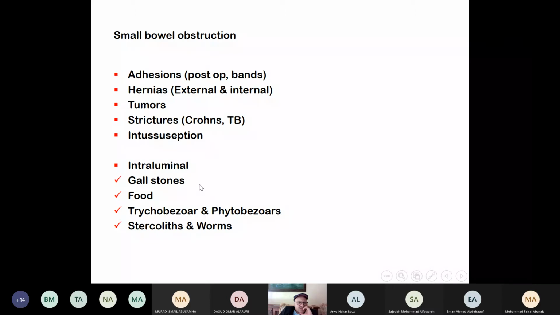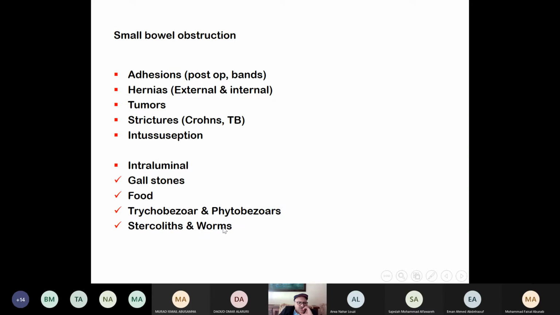We have rare causes, basically intraluminal ones, like gallstones, foodstuffs, trichobezoars, phytobezoars, stercoliths, and worms. These are rare.